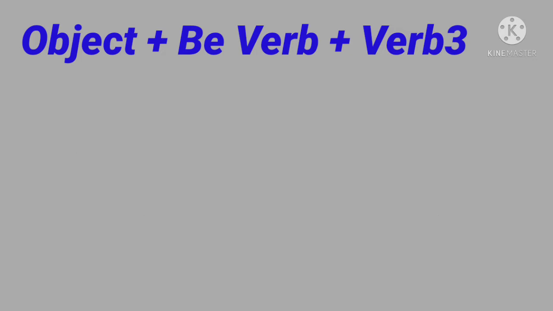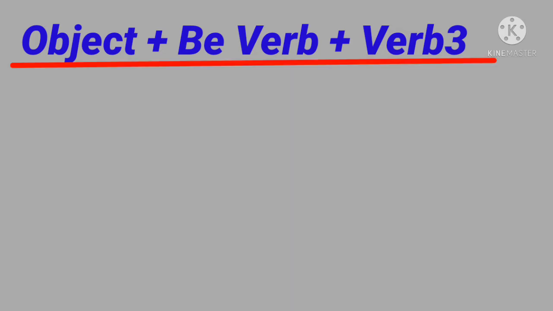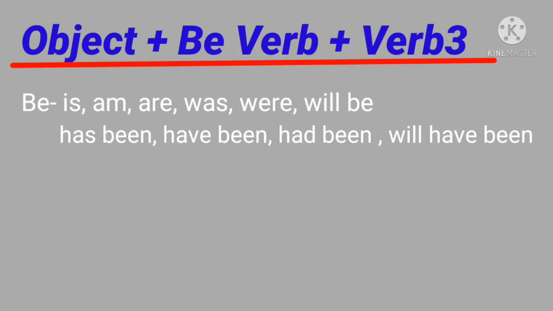Okay, and the standard structure is the person or the thing that receives the action comes first in the sentence. If we talk about an affirmative or negative structure, the person that receives the action or is affected by the action is called the object. So we put the object in the first place of a sentence. And then a form of be.